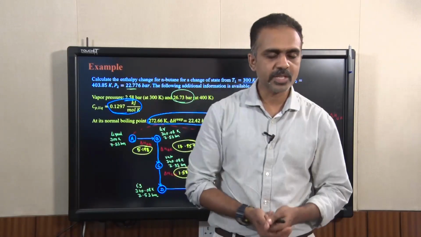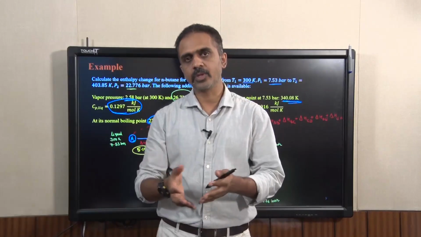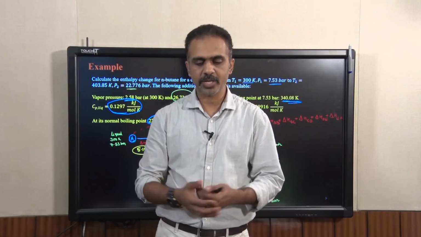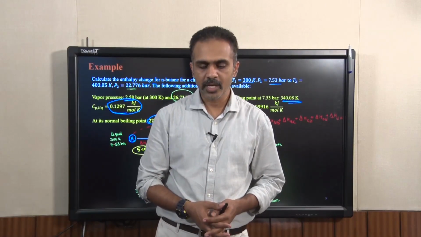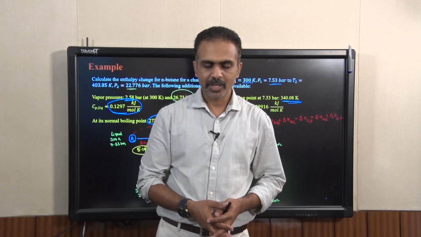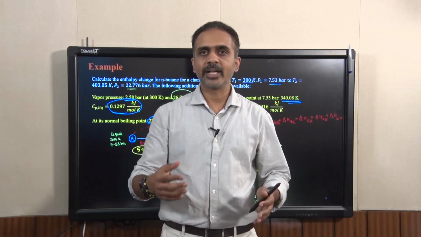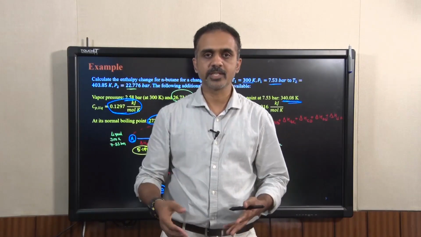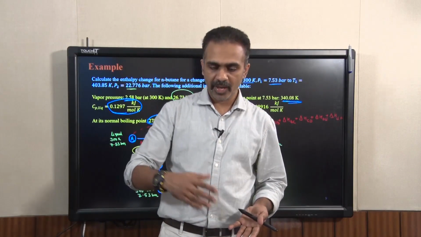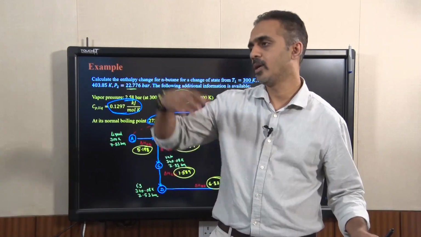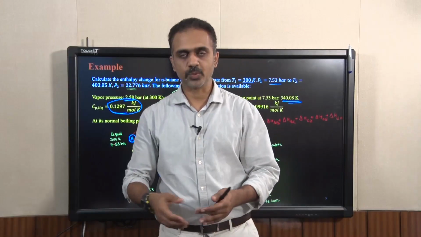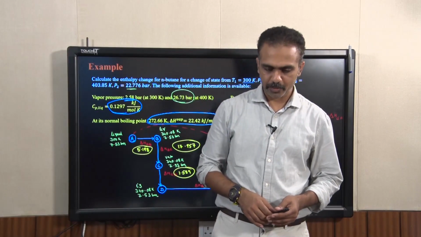So this is how we can combine everything we learned today on generalized correlations for liquids. We can use it for calculating enthalpy changes due to vaporization, or calculating the enthalpy changes for processes that involve phase change, as in going from a liquid at one condition, a subcooled liquid, to a superheated vapor, as we demonstrated in this particular example.